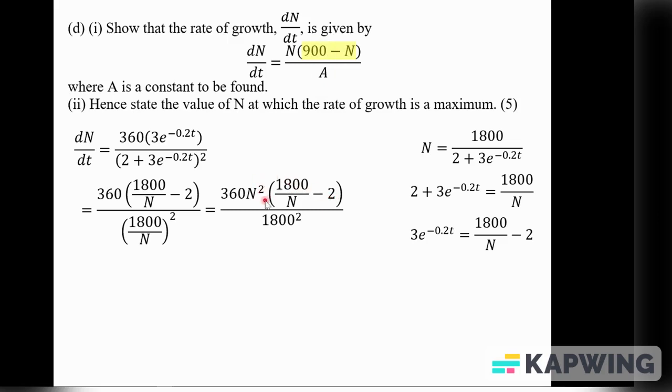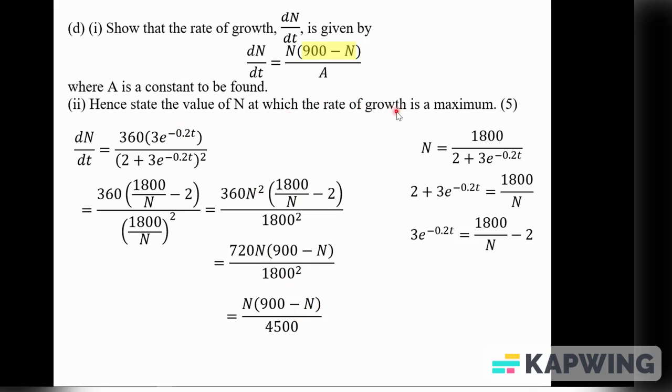So take a 2 out and put n in. I'll change this to 900 minus n by multiplying by n and dividing by 2, so this is going to be multiplied by 2 and divided by n. And then finally, cancel it down, divide the top and bottom by 720. I get my A is 4500.